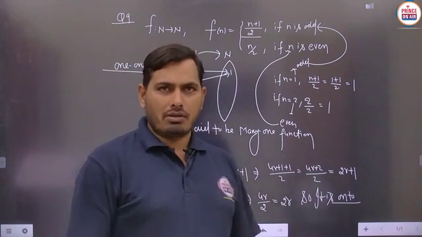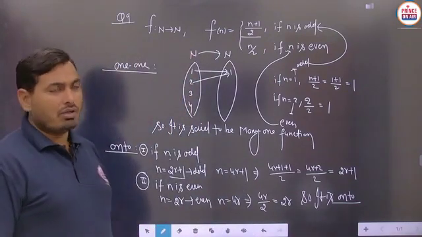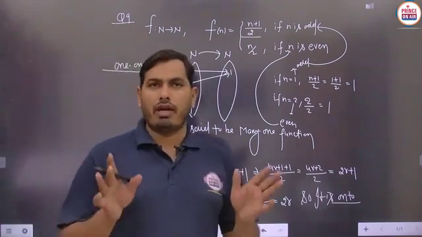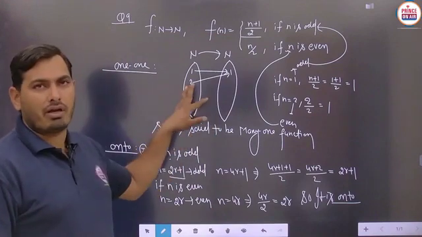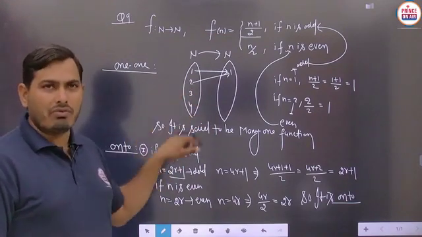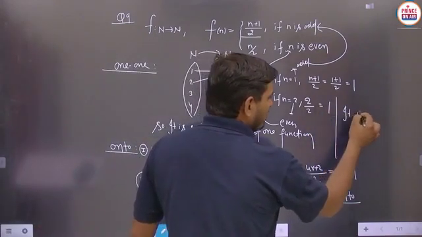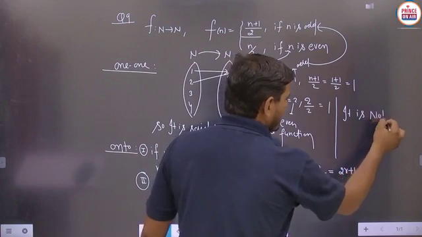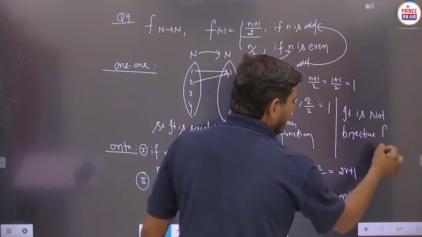So basically, students, the given function is onto, but it is not one-one. That's why the function is not bijective, because for a bijective function it should always be both one-one and onto. In this case this function is not one-one, and that's why we are saying this function is not bijective.